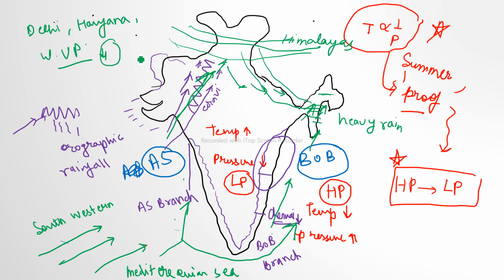So this is how the branches are traveling, and this is how they are causing rain. If you want to watch it again, you can, although this is not very difficult to understand. I have made it easier by using different colors, and I have shown it to you through maps so that it becomes easier. So this is how this is happening.